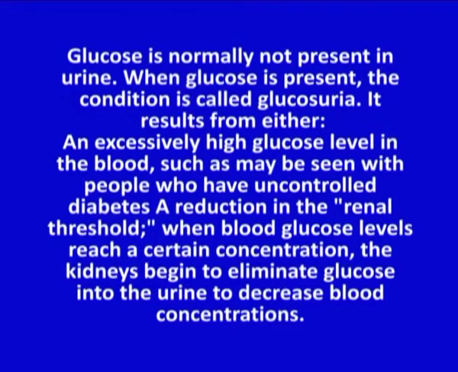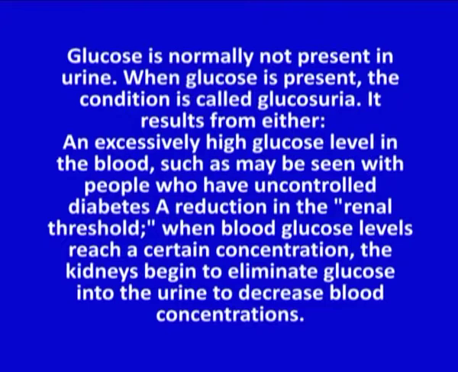Now, glucose. Glucose is normally not present in urine. When glucose is present, the condition is called glucosuria. It results from either an excessively high glucose level in the blood, such as may be seen with people who have uncontrolled diabetes, or a reduction in the renal threshold.